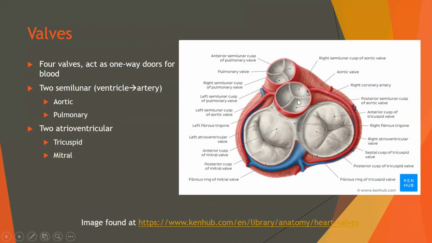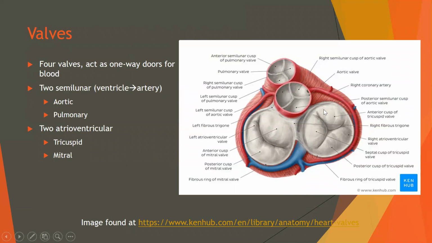The aortic valve is quite important, as is the pulmonary. In fact, they're all important. I don't even know why I said that. But they act as one-way doors for blood. So they stop blood flowing back into the heart while you're trying to pump it out. So aortic, pulmonary, mitral, and tricuspid.